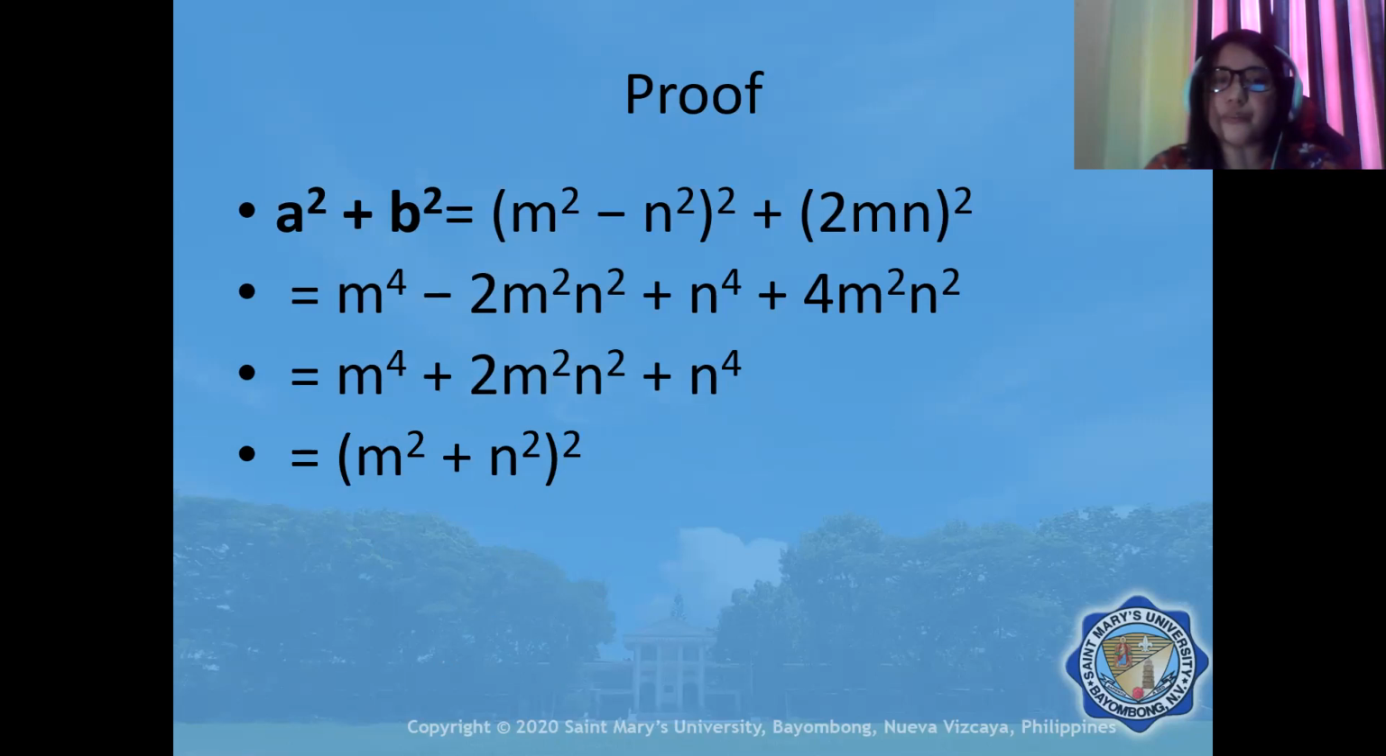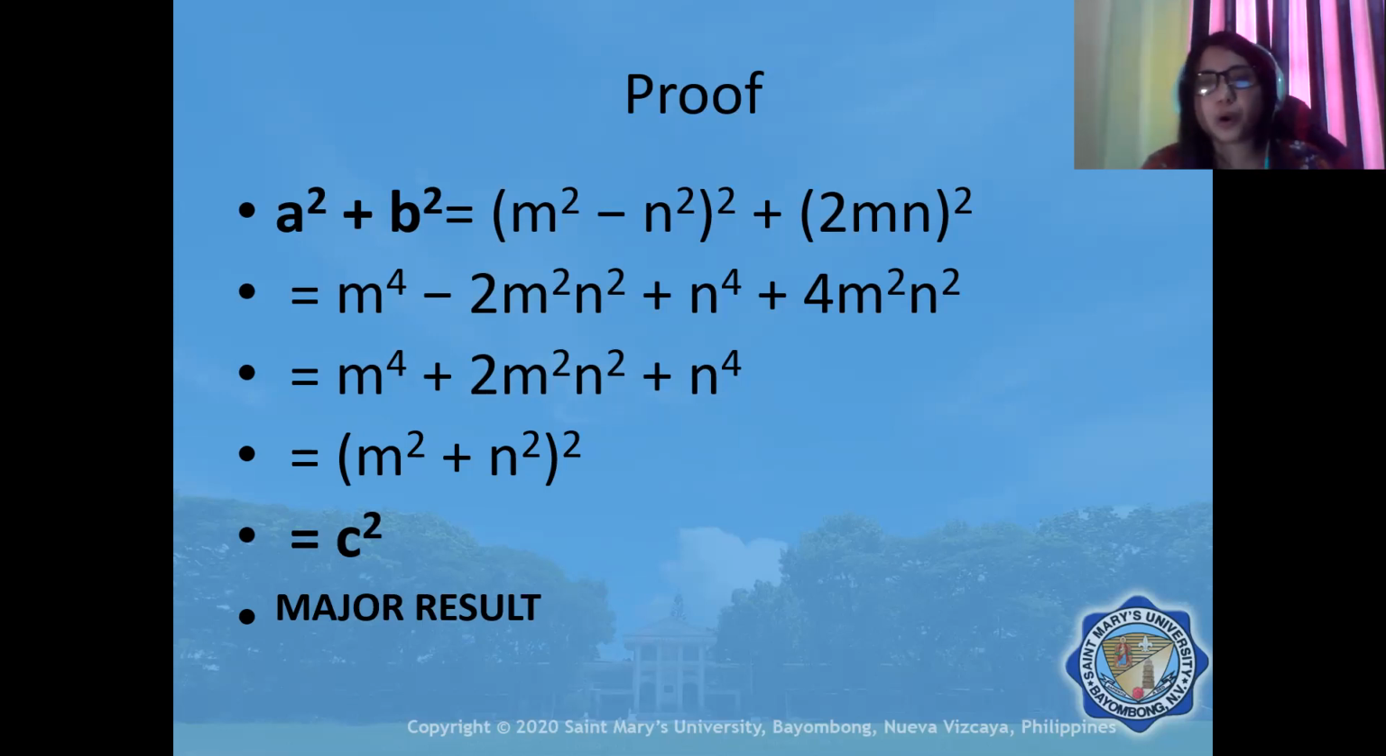Simplifying further, this can also be written as the square of m squared plus n squared. Of course, m squared plus n squared is the value of C, and then just copy the square outside. Therefore, this is the major result: A squared plus B squared is equal to C squared. Proof completed. This is the major result.